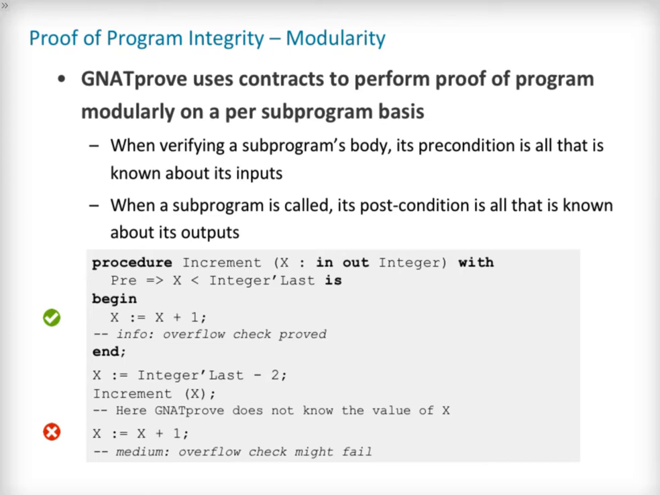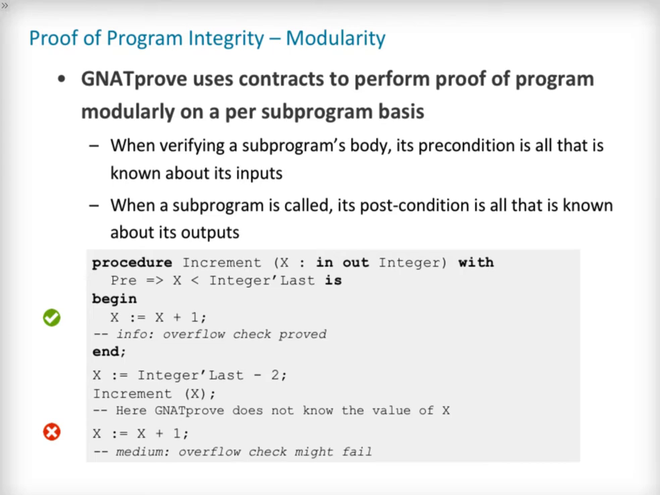For scalability reasons, GNATprove performs proof of program modularity on a per subprogram basis. To do this, it relies on pre- and postconditions to properly summarize the input and output state of each subprogram. More precisely, when verifying the body of a subprogram, GNATprove assumes it knows nothing about the possible initial values of its parameters and of the global variables it accesses except what is stated in the subprogram's precondition. If no precondition is given, then no assumptions can be made.